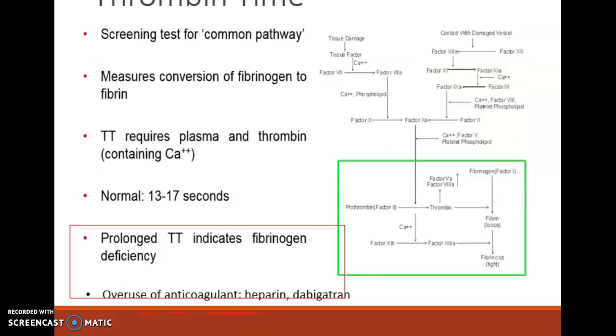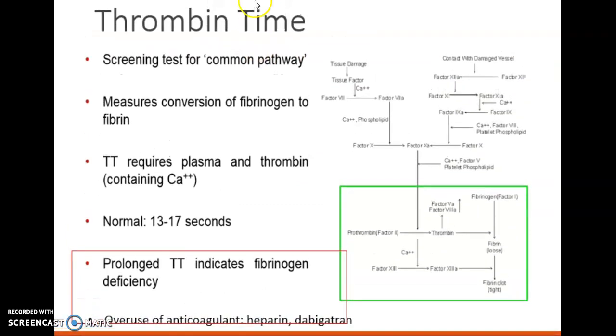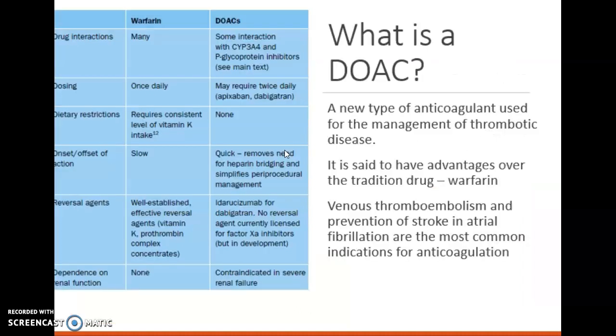When we're looking at the thrombin time, it's a test of your common pathway. What we're looking at here is it indicates a fibrinogen deficiency as the clinical cause, and any overuse of any of the other anticoagulants, in particular your heparin or your dabigatran. So what are your DOACs? This isn't really covered in this PRAC anymore, but it is important because if you go work in a lab, everyone's on a DOAC nowadays.